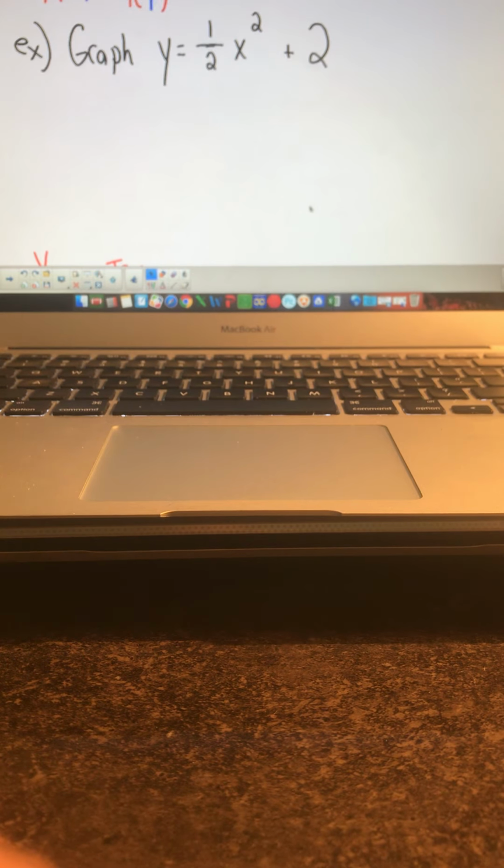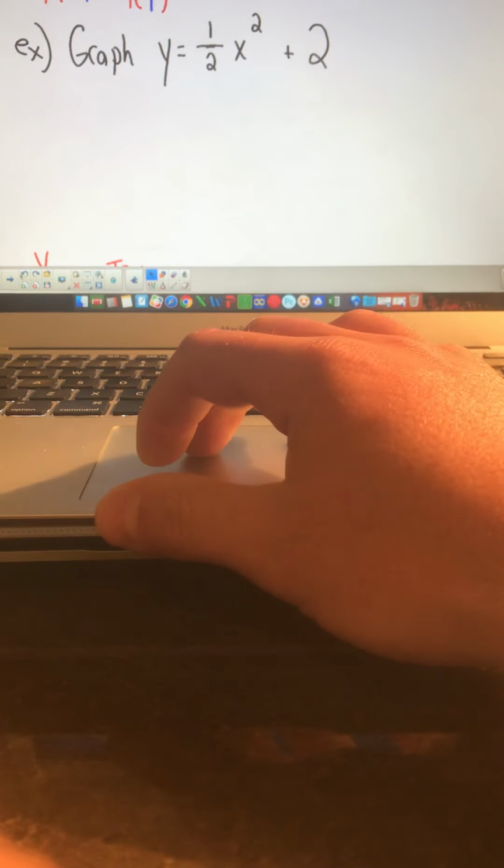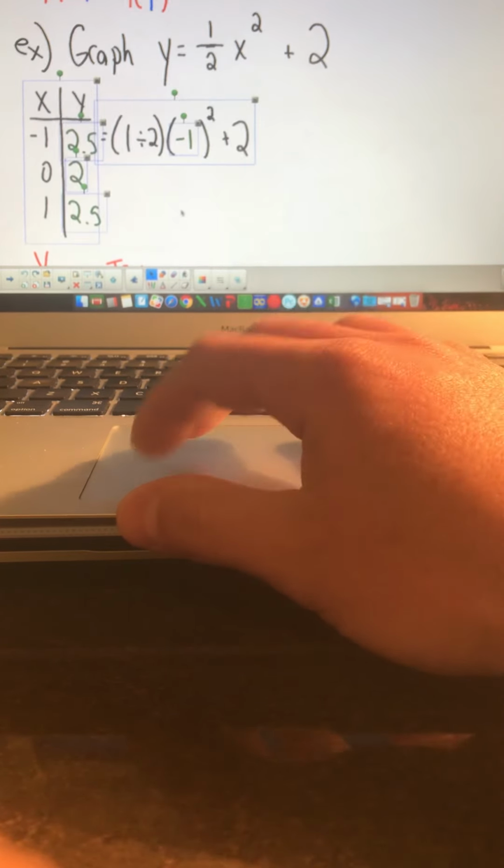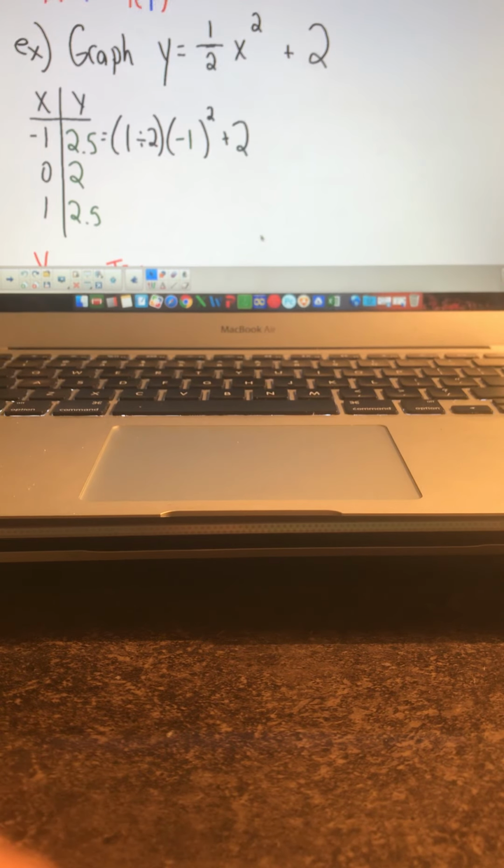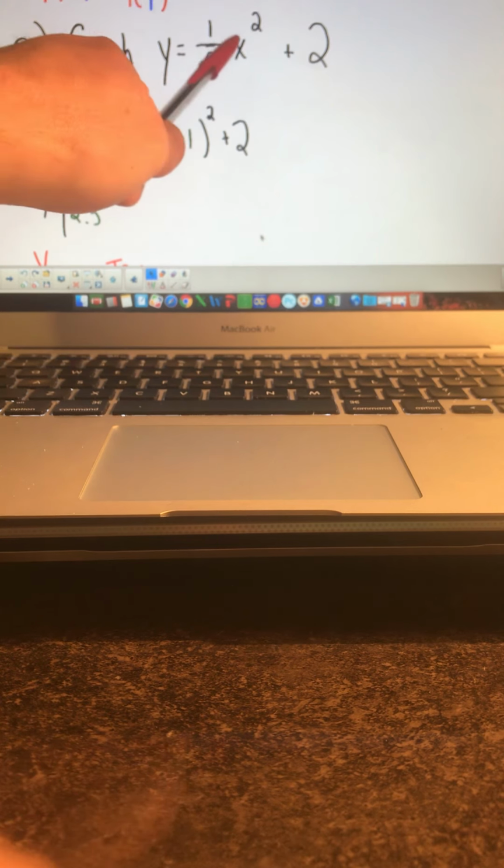All right, quadratic. Got to make an x and y chart. Plugging in -1, 0, and 1. Just because it's a fraction, put parentheses around it. Parentheses around our x. Don't forget the +2 after it. You can punch it right in the calculator exactly as is.